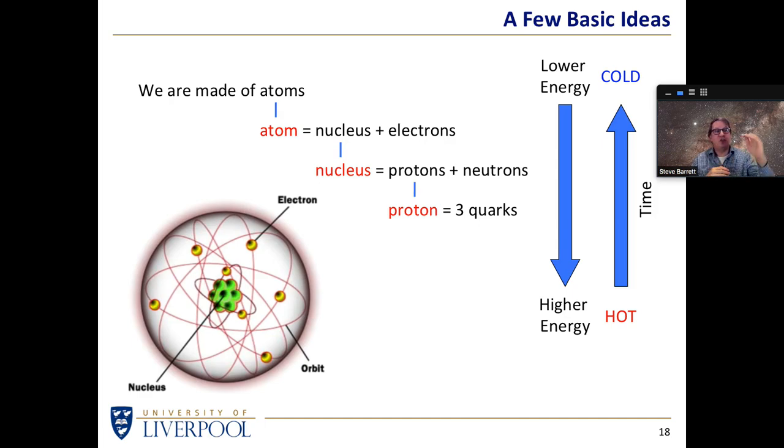Because the universe is cooling, and because each of these stages needs more and more energy, that means particles make protons, and then protons make nuclei, and then nuclei make atoms, and eventually atoms make us. And that's the order in which the universe builds things.